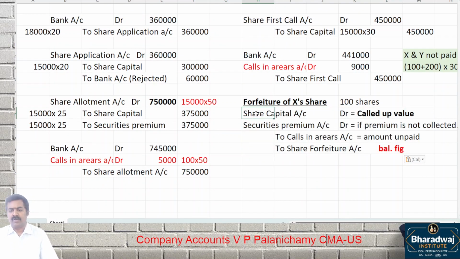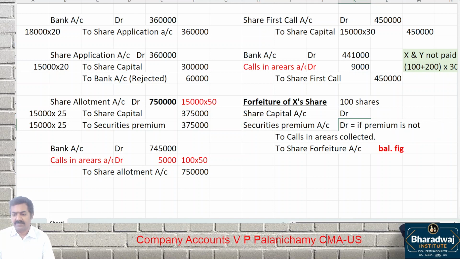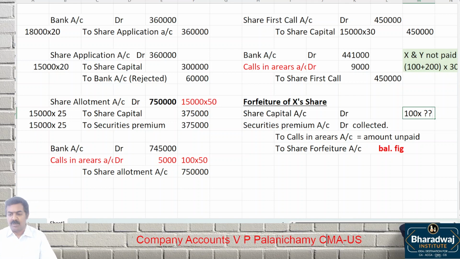Share capital account debit, which value? Called up value. Now tell me the amount part. Share capital account debit, called up value. What is the called up value? Will you put 100 shares into full amount? No, 100 shares into how much amount you have to put? Face value 100 rupees, no doubt.